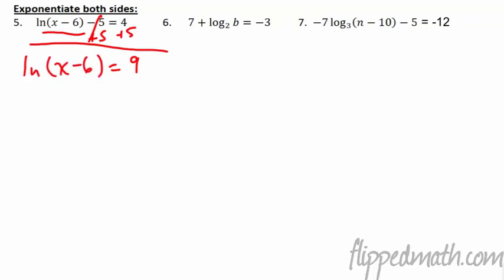Okay, so here's where we can use an exponent. This is the exponent I use on e to get x minus 6. So I'm going to use that whole side as an exponent on e. That's called exponentiating. We can do that on both sides to keep it equal.